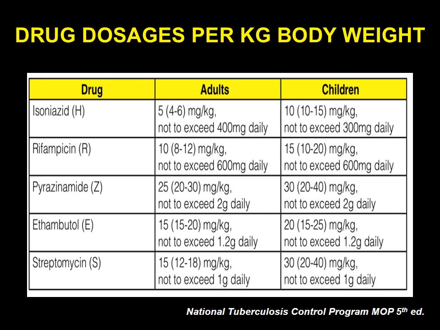Dosages of anti-TB drugs. The dosages for children are higher since there are more metabolizing enzymes among children than adults, leading to faster metabolism. If the patient is a newborn, meaning less than 4 weeks of age, streptomycin can be used instead of ethambutol.